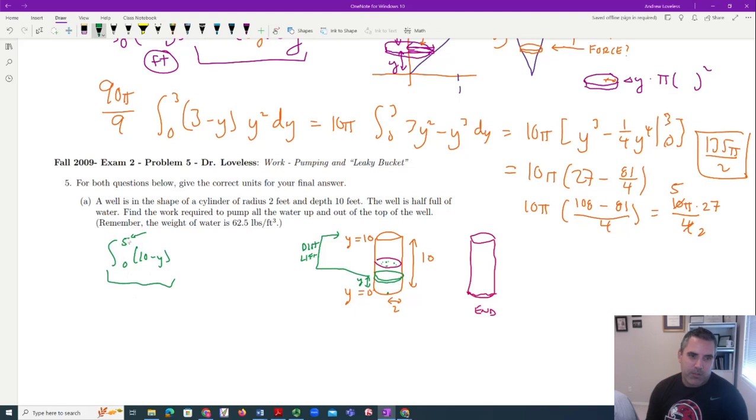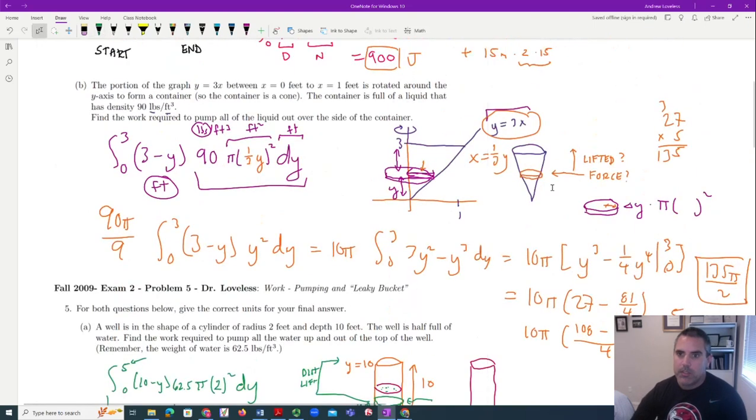So if you did the bounds from 0 to 10, that wouldn't make sense because that would be saying some water got moved 0. Okay, and then we need the weight. So how much does this weigh? Well, it's going to be dy pi times the radius squared and then it's 62.5 pounds per cubic foot. So all we need is the radius, and in this case it's a constant.